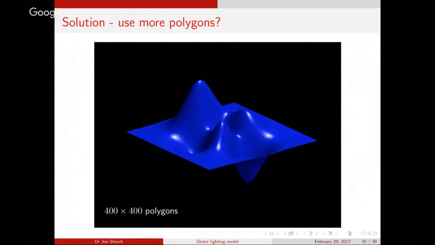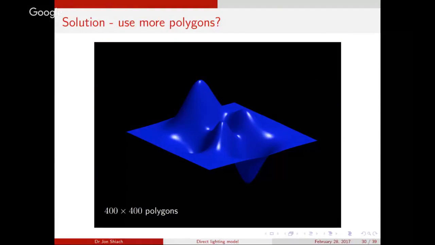What I've got here is the same peak function, but instead of 25 by 25 polygons, I've got 400 by 400. It's a brute force and ignorance approach to solving this problem: just throw more polygons at it. This is what we're aiming at. It looks a bit plasticky, but you can't tell where each polygon is. Unfortunately, we can't do that because it's far too computationally expensive. If we keep rendering objects with more and more polygons, it's more and more work, more and more memory. So we need to find a more intelligent way around the problem.